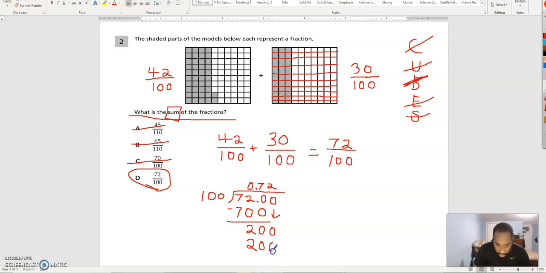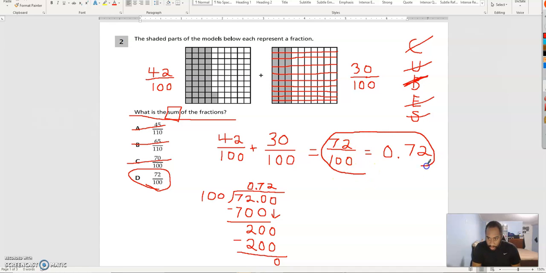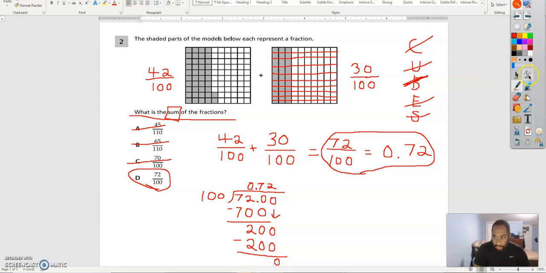All right. Do you have a remainder for this? No remainder. So you see how we turn this fraction into a decimal. So 72 over 100 is also equal to 0 and 72 hundredths. They're also equal. I hope you guys wrote this down in your notes. I'm going to do one more.